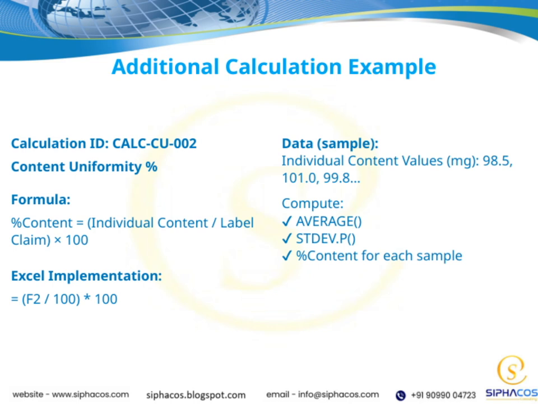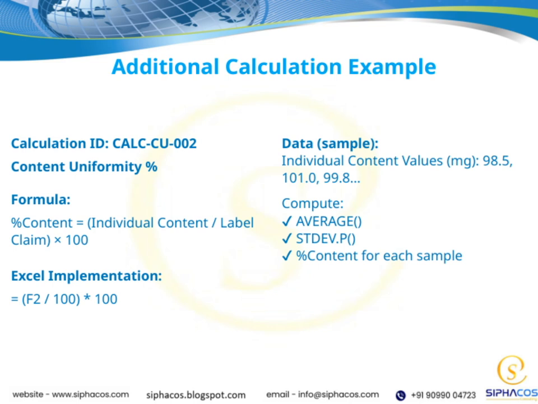Additionally, we'll determine the percentage content for each sample relative to the label claim. For example, if the label claim is 100 milligrams, we want to see what percentage each individual value represents. To do this, we use the formula: percent content equals the individual content divided by the label claim, times 100. In Excel, this is implemented with a simple formula, equals F2/100, times 100, assuming F2 contains our individual content value.